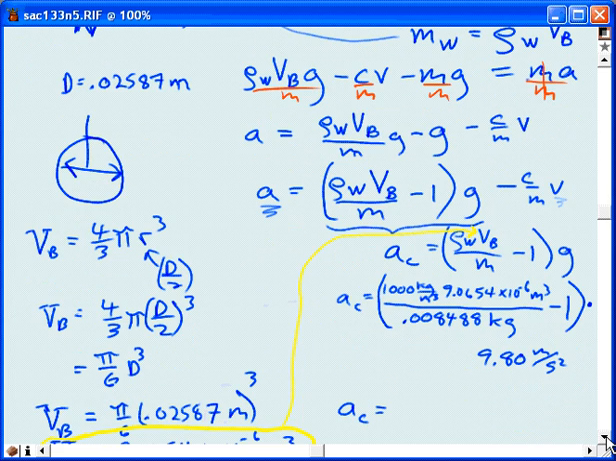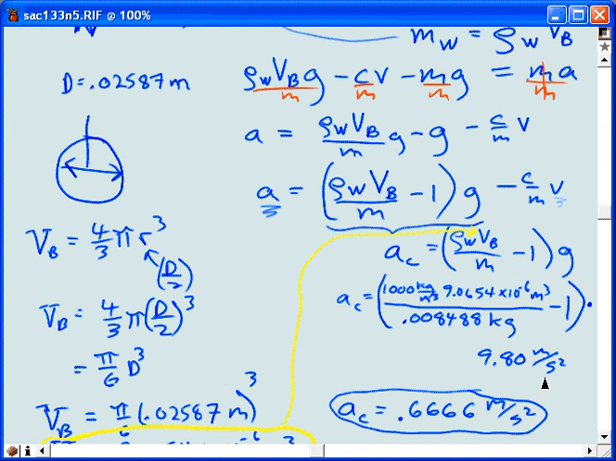So A sub c, this constant term, is 0.6666, and that should come out to be meters per second squared. Let's check that. I got meters cubed times 1 over meters cubed cancels, the kilograms cancel. So this whole thing in parentheses is unitless, -1, which is unitless, but multiplying it all times something with units of meters per second squared, so I'm all set there.